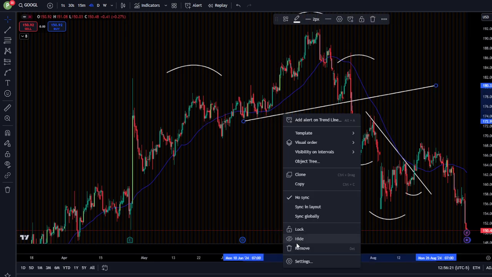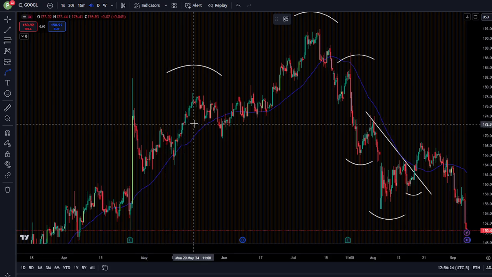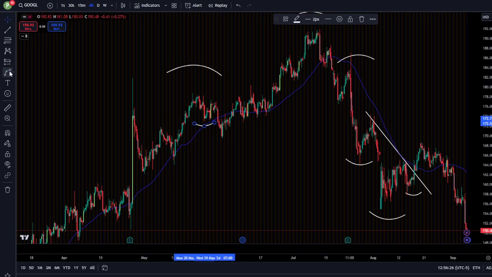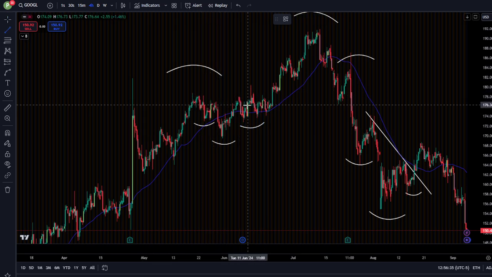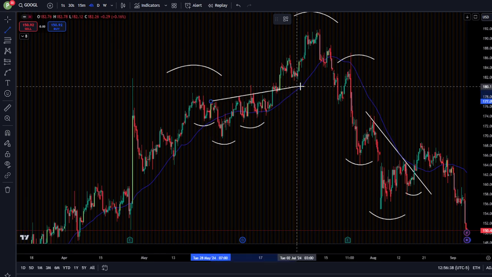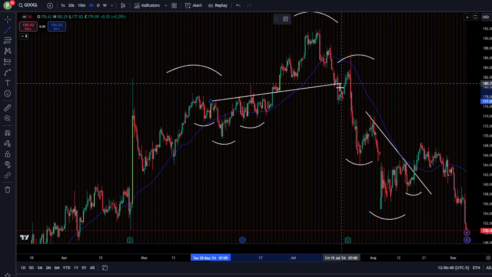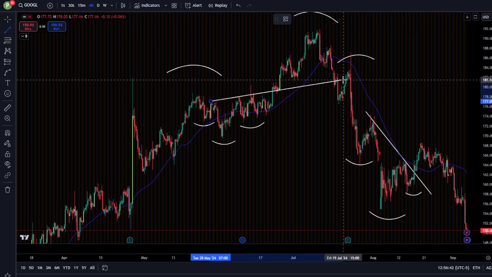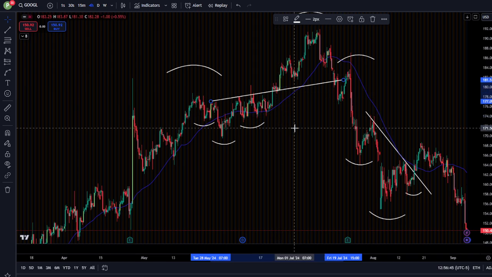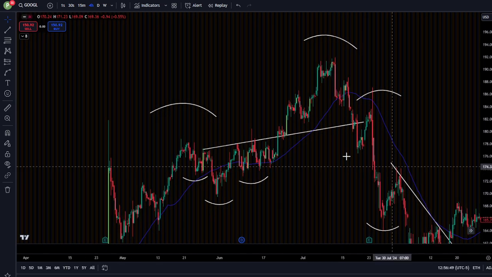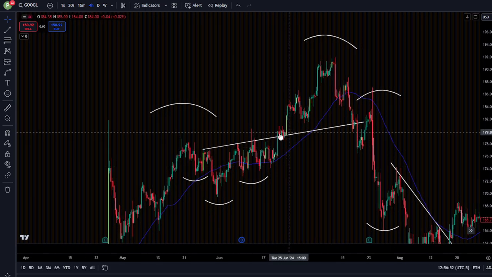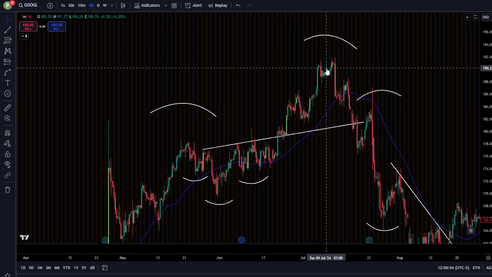Here's another one. We'll do one more. You have a shoulder here. You have a head here. You have a shoulder here. All right. Your neckline. Where is the neckline? The neckline is right before, this guy right here. Okay, there we go. Boom. And look what happens. Clean, guys. Very, very clean. What happens? You break out, you retest the neckline, and look what happens.